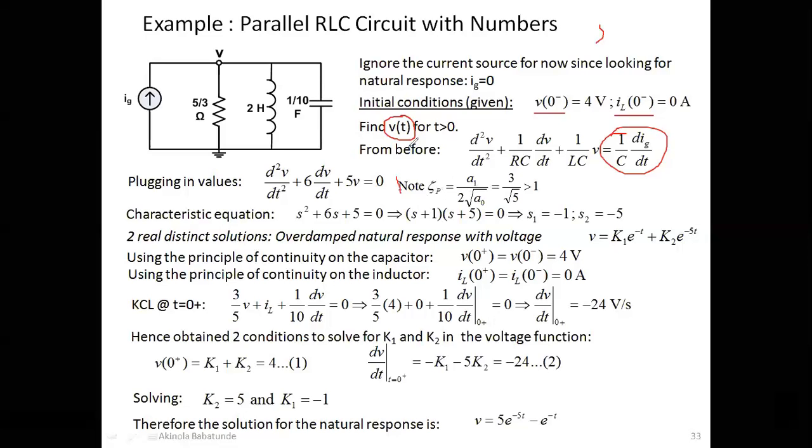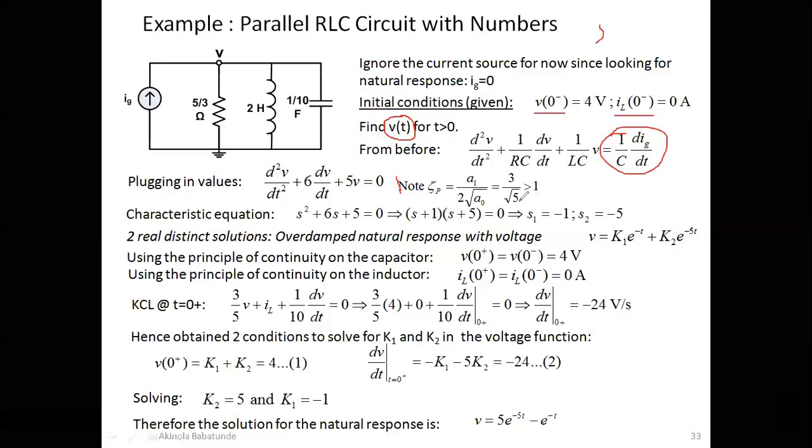Zeta parallel is expected to be greater than 1. Zeta p will be equal to a1 over 2 root a naught. In this particular case, what is our a1? Our a1 is 6, so putting 6 here, 6 over 2 gives us 3, over the square root of a naught. What is our a naught? A naught is going to be equal to 5, so you put 5 here.